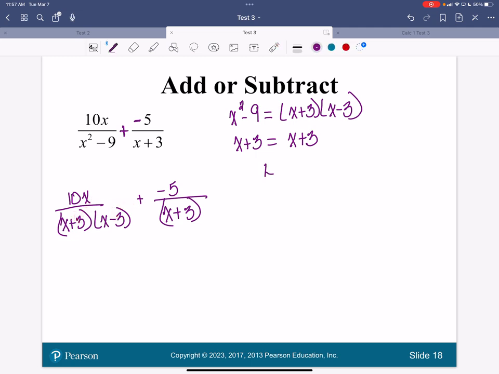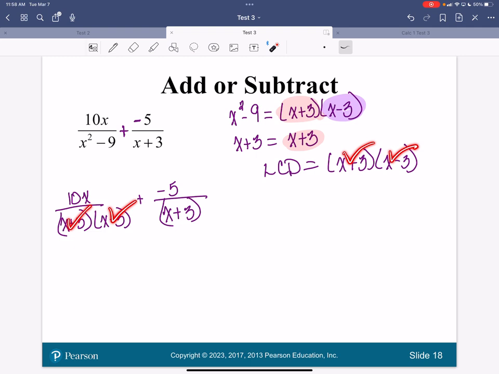I didn't write down my LCD. So my LCD, I've got x plus 3 that's common, and then x minus 3 that's left over. So my LCD is x plus 3 times x minus 3. So here, I've already accounted for both in my LCD, so I don't have to do anything to that fraction. I don't have to do anything there.